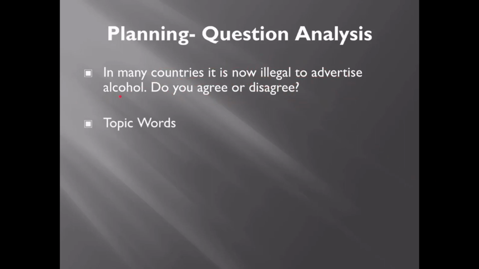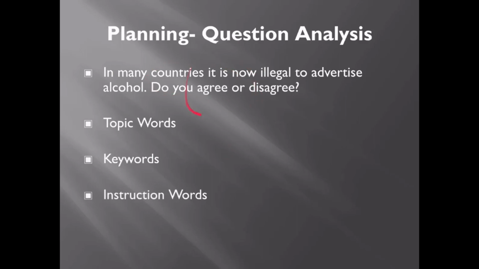Well, the overall topic is alcohol and the advertisement of alcohol. So we need to understand the topic words so that we don't just write everything we know about advertising alcohol. We need to look at the specific keywords. In many countries, so not all countries, it is now illegal. So they are not allowed to do this. It is against the law to advertise alcohol, which is quite a strong step. And not many countries do this, but there are quite a few countries that do this. And we have to say whether we agree or disagree.